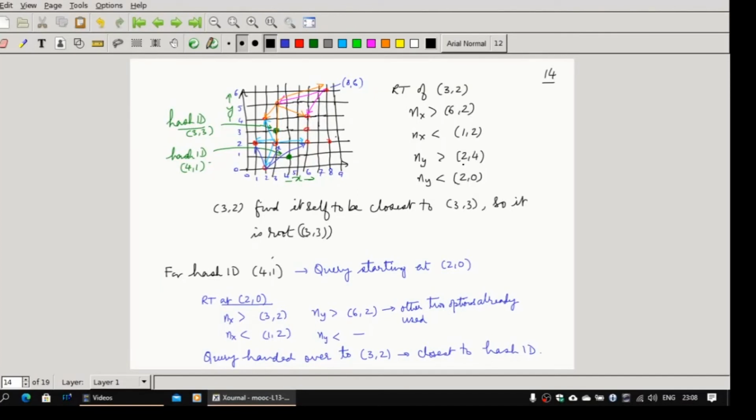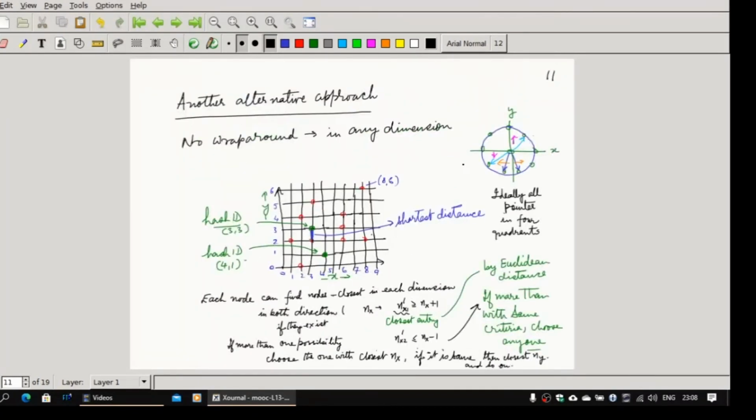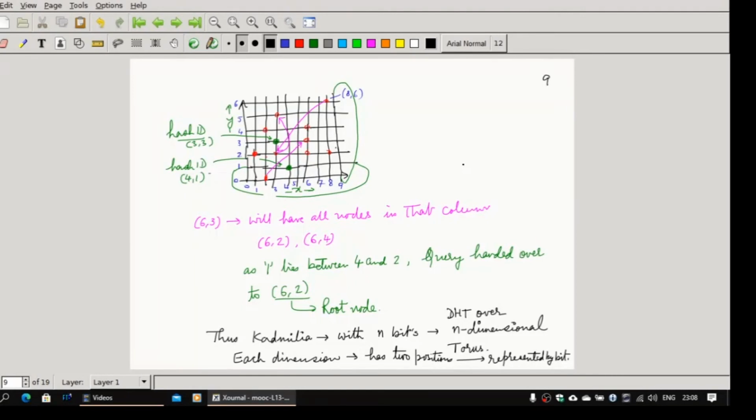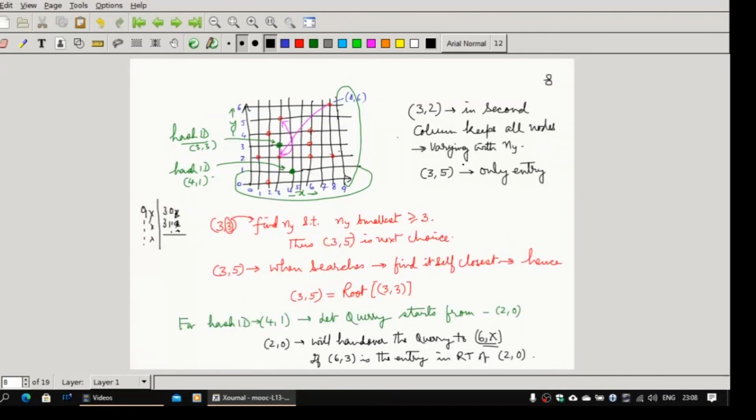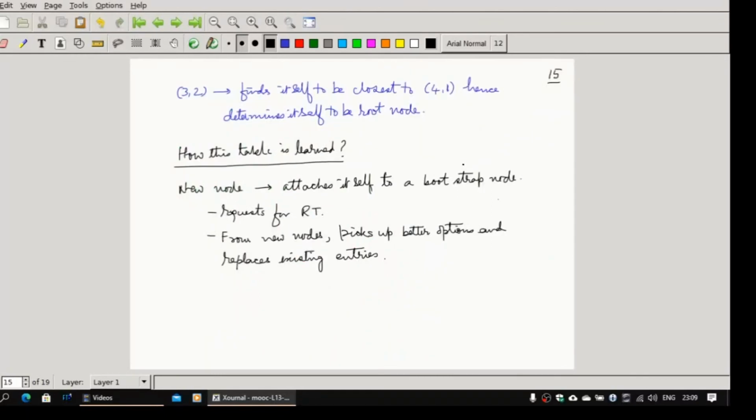Now this was not the case earlier, since there was no Euclidean distance in that case. If you go back and check, the root node we found for this one was 6,2, while now we have 3,2 as the root node. And for the other one, the root node was 3,5, not 3,2. Now with Euclidean distance, both are 3,2 because that is actually the closest. 3,2 will find itself to be the closest and determine itself to be the root node.